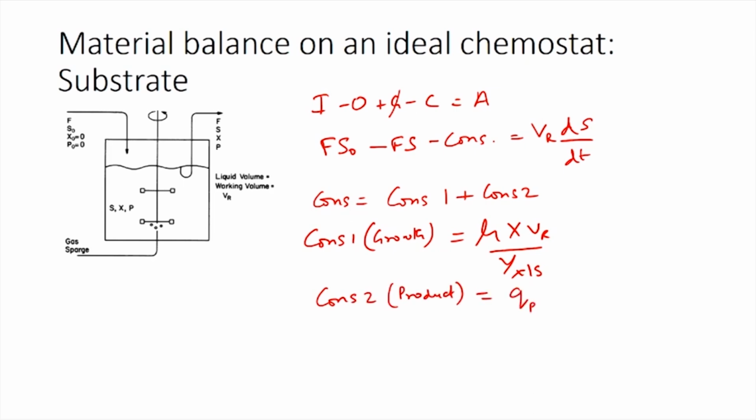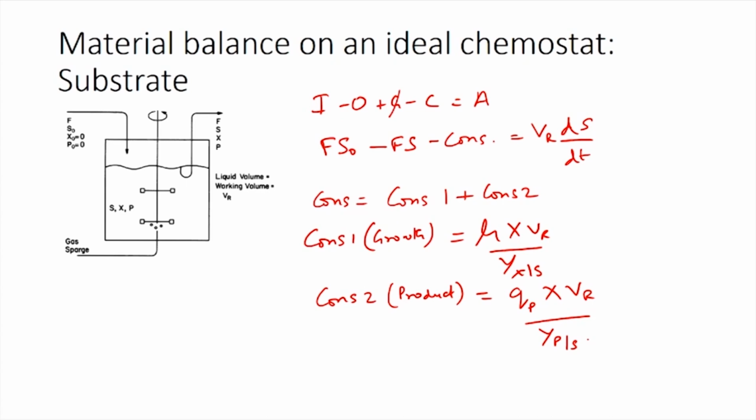So, the second consumption, which is for product formation, can again be written in similar fashion, which will be Qpx Vr divided by Yps, where Qp is the specific product formation rate and x is the biomass concentration. Qp times x will give you the product formation for the growth associated products, and you have Vr multiplied to get the total amount of such products being formed, and Yps is the yield of the product per unit substrate being consumed. So, thereby we can actually convert this into the amount of substrate which is actually consumed during the product formation.